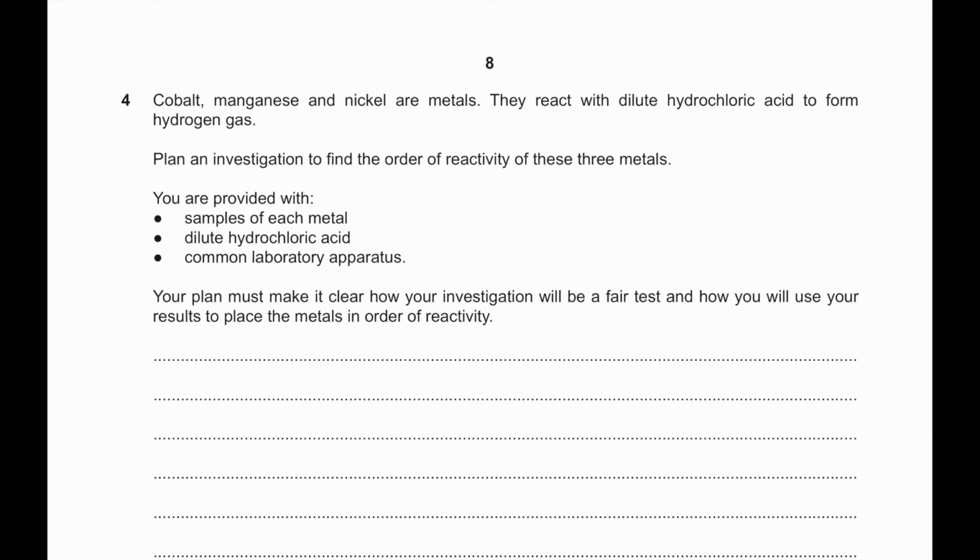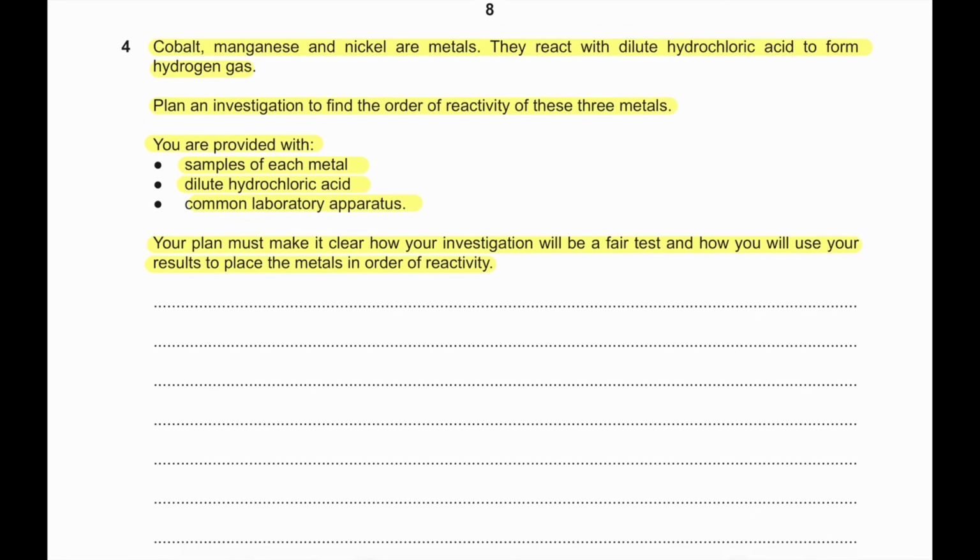Question number 4. Cobalt, manganese and nickel are metals. They react with dilute hydrochloric acid to form hydrogen gas. Plan an investigation to find the order of reactivity of these three metals. You are provided with samples of each metal, dilute hydrochloric acid, and common laboratory apparatus. Your plan must make it clear how your investigation will be a fair test and how you will use results to place the metals in order of reactivity.